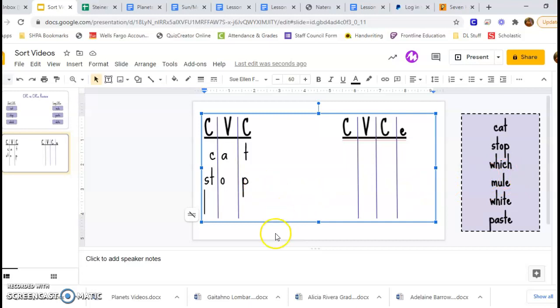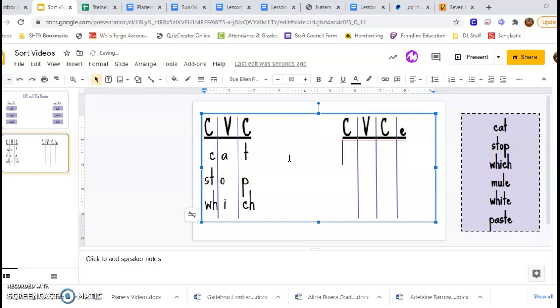What's the first consonant? Or hint, what's the first blend? Good job, so it's W-H. What's the vowel in which? That's right, it's an I. And then what's the last consonant in which? Let's see if you can figure it out on your own. If you said CH, nice job. So you have to put the whole blend in that last consonant group. Good job. All right, let's move on to CVCe.